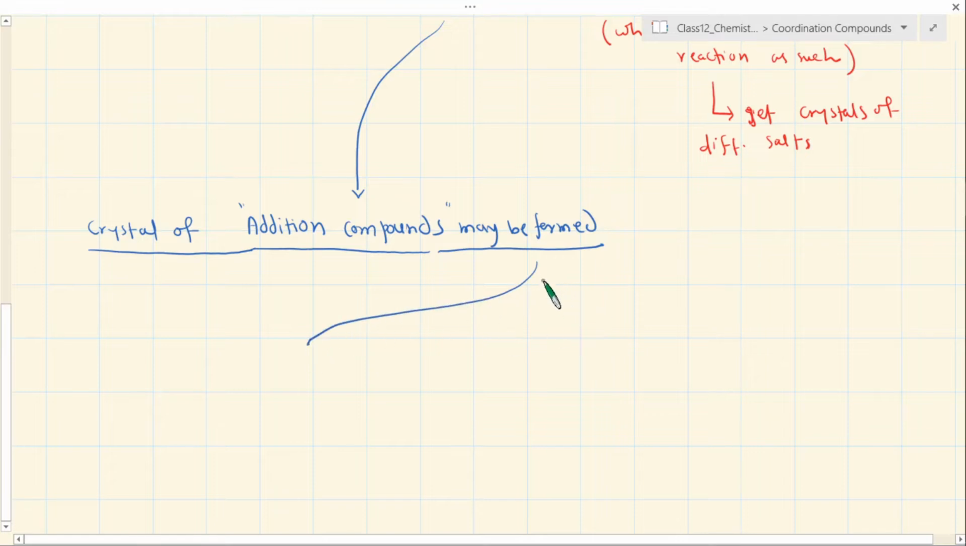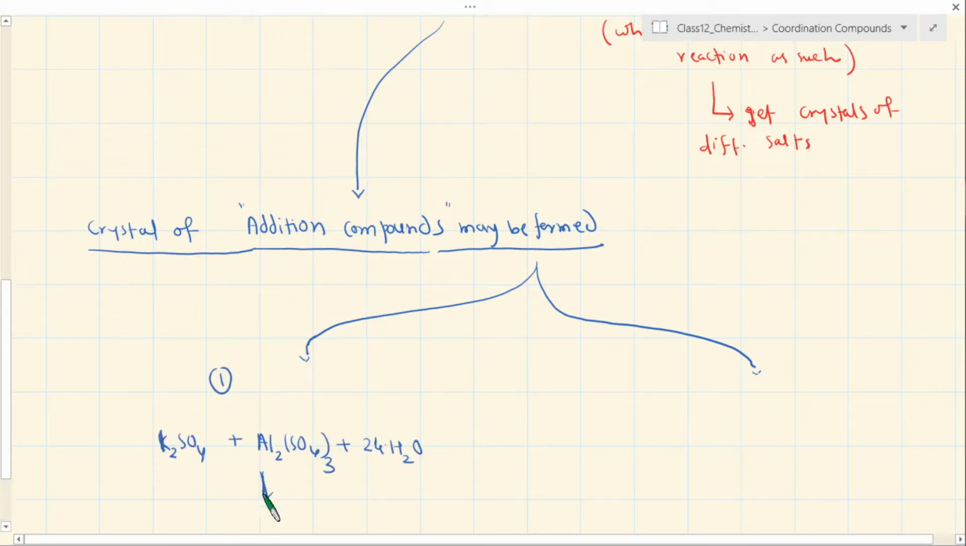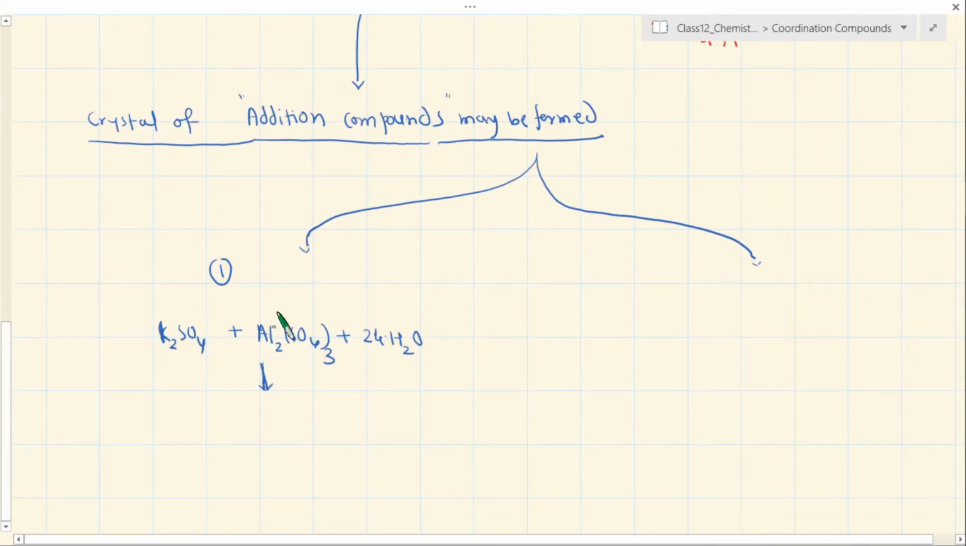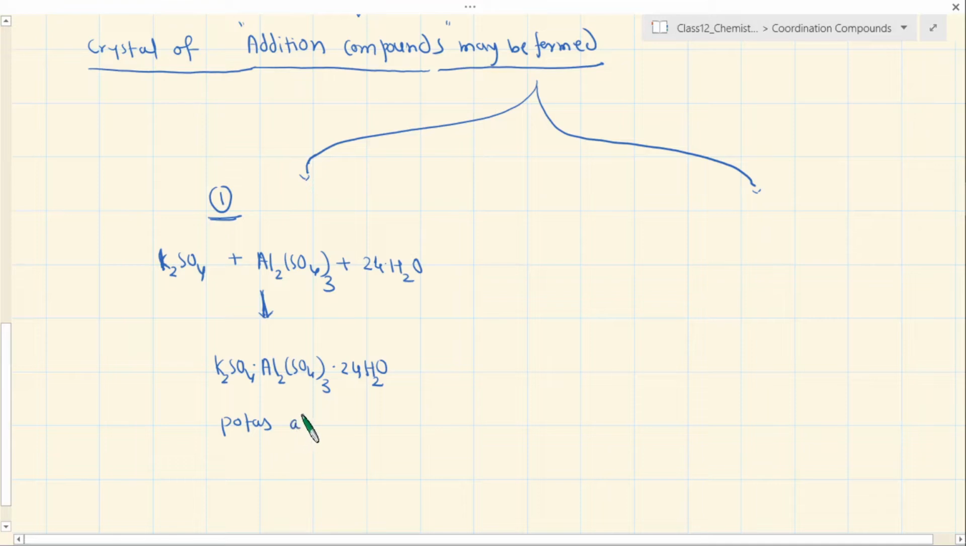There are scenarios in which even addition compounds can be formed in two different ways. So in scenario one, I will take the example of, let's say, potassium sulfate and aluminum sulfate taken in 1:1 proportion. If you prepare their mixture in water and then evaporate the water, you get the crystal of K2SO4.Al2(SO4)3.24H2O. So this is one crystal, and this substance is famously known as alum, potash alum. So you get only one crystal.